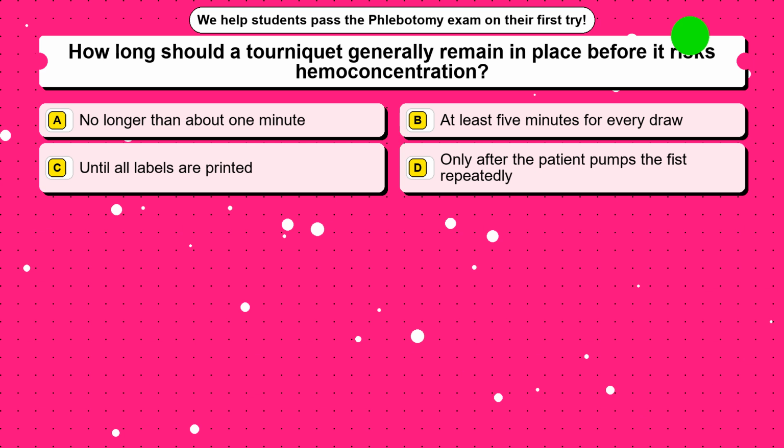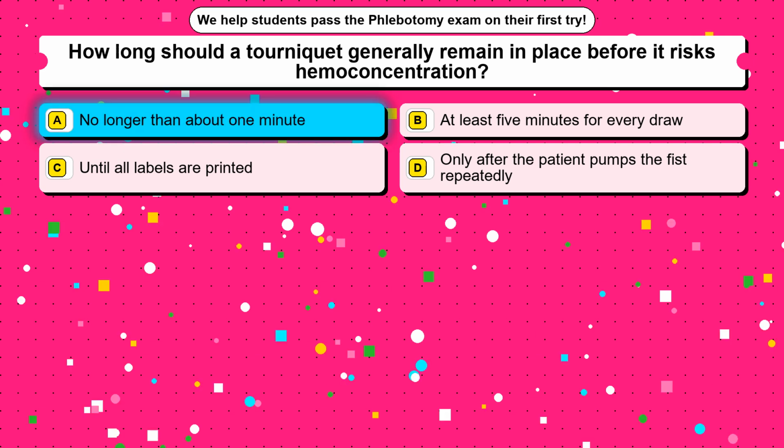Question 29. How long should a tourniquet generally remain in place before it risks hemoconcentration? Option A, no longer than about 1 minute. Option B, at least 5 minutes for every draw. Option C, until all labels are printed. Option D, only after the patient pumps the fist repeatedly.